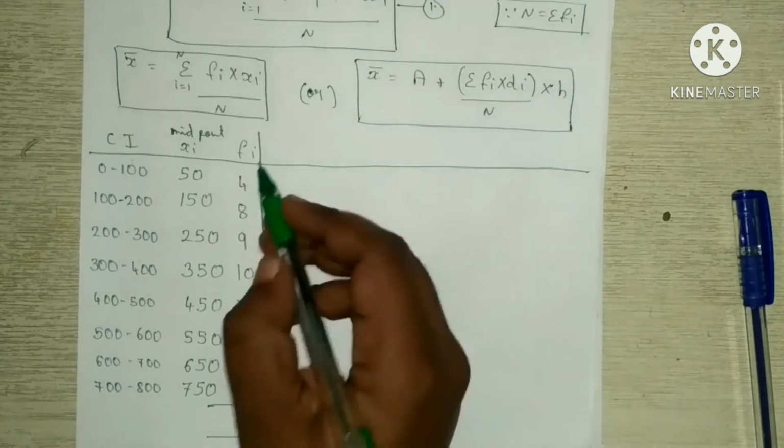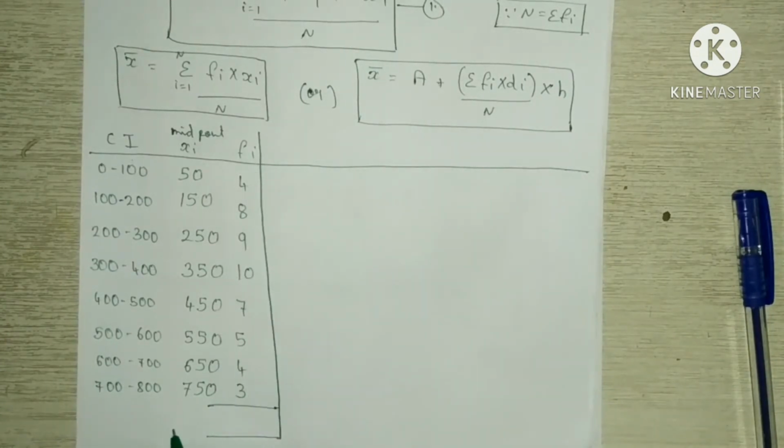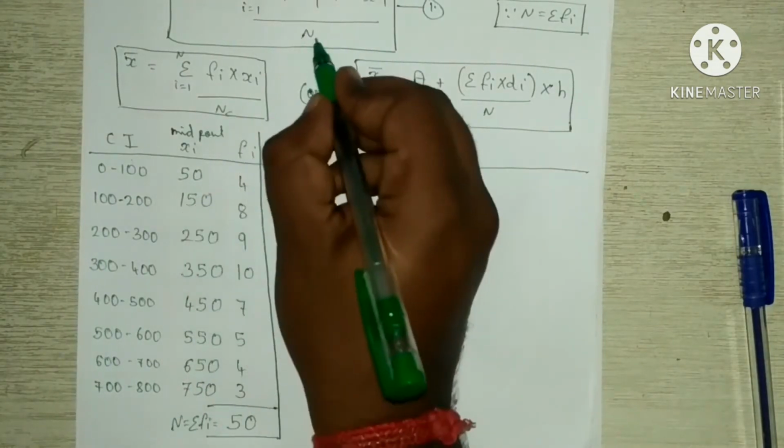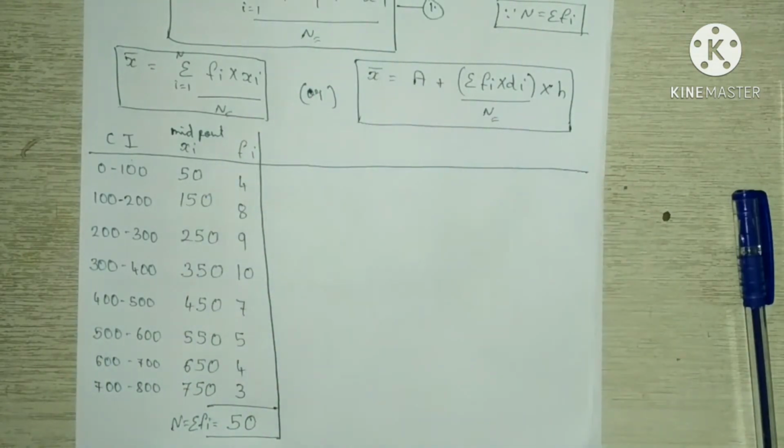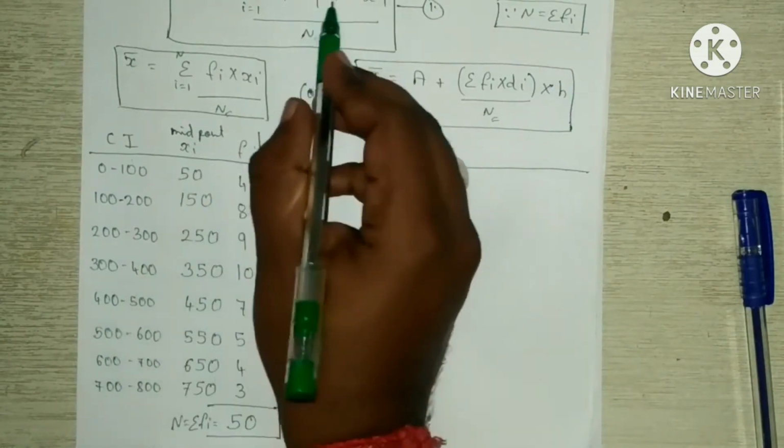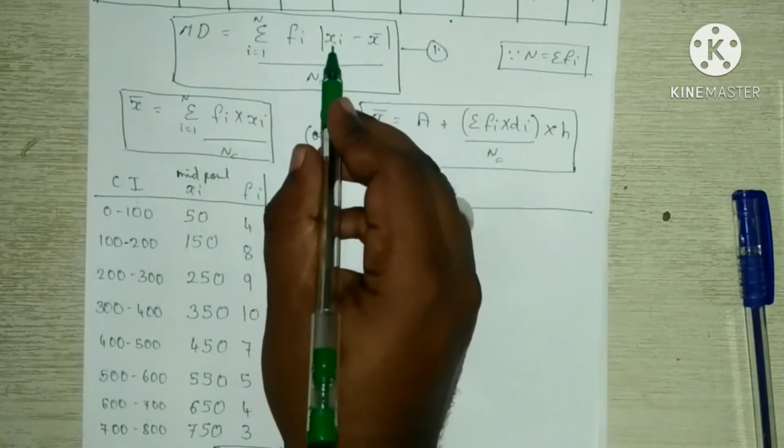Next, we need to find N. N is equal to summation of fi. Add everything, you will get one number, the final answer. By adding everything, you will get N is equal to 50. Okay, you got N. Now you have got xi also.